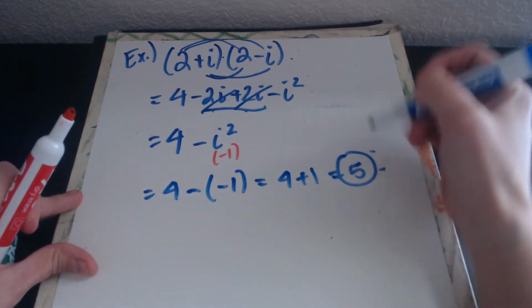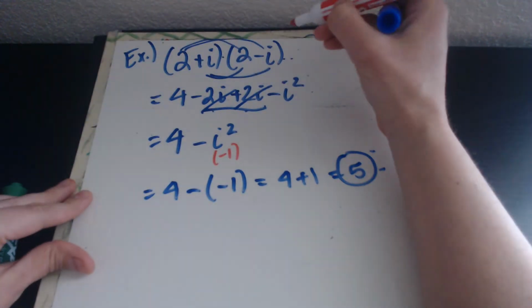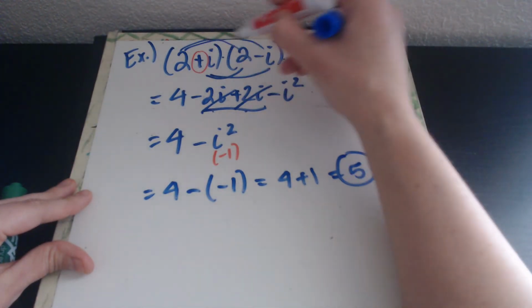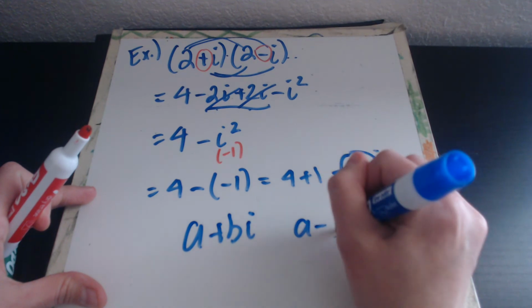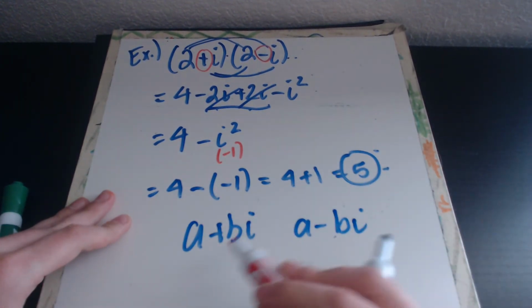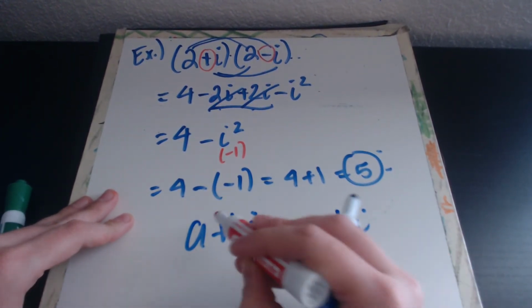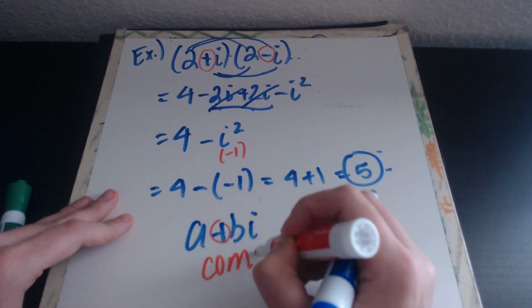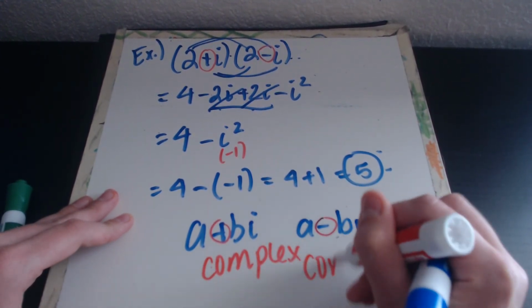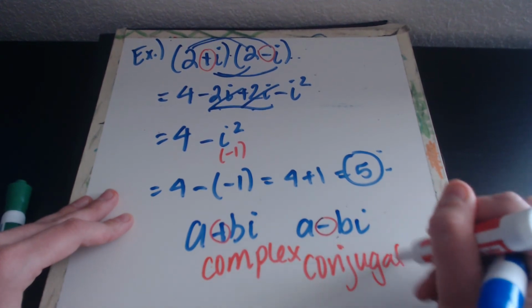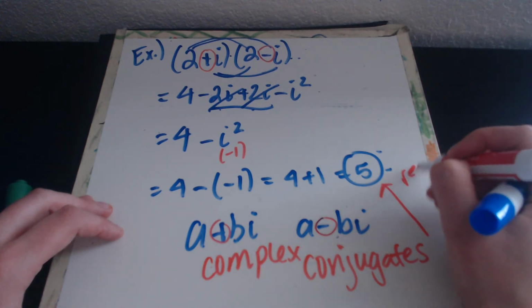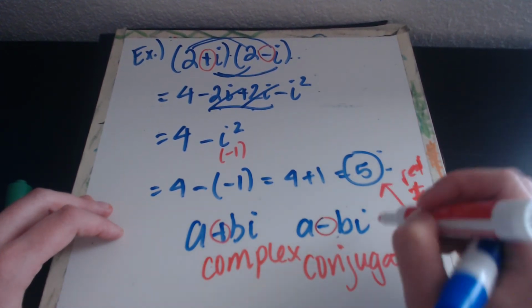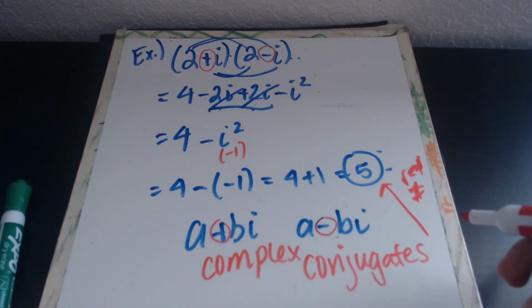Okay, well, part of that is because if you look back at this problem, do you see that these numbers are practically the same except for the sign in between? That first number is a plus bi. That second number is a minus bi. Whenever I have two numbers that look like this, where they're identical except for the sign in between, these are called complex conjugates. And anytime I multiply them together, my answer is going to be a real number. When I multiply only.